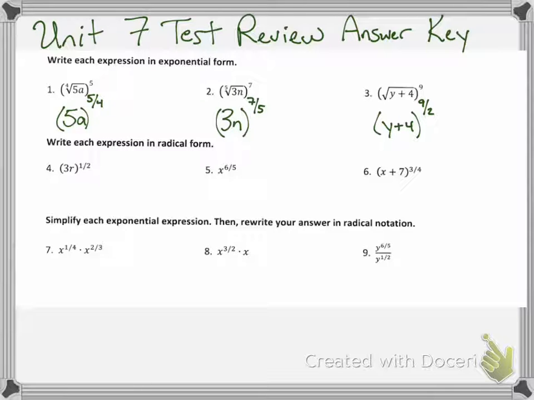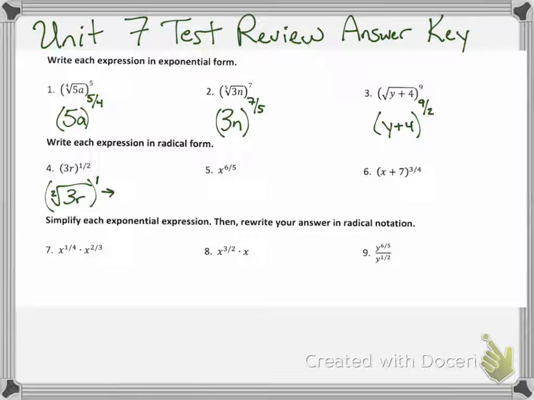Now the next set of problems involves you going the opposite direction, which is take something in exponential form, write it into radical form. So we'll start with 3r to the 1/2 power. 3r is going to go underneath the radical symbol. Now, this particular problem, you could write a couple of ways which would be acceptable. The bottom number of the fraction is the root. The top number is the power in which it is raised to. So you could write this as the second root of 3r to the first power.